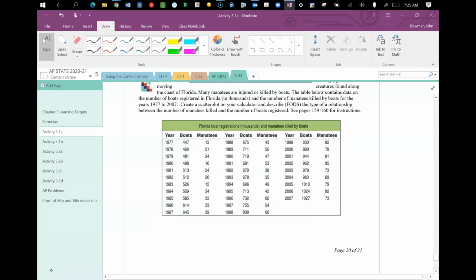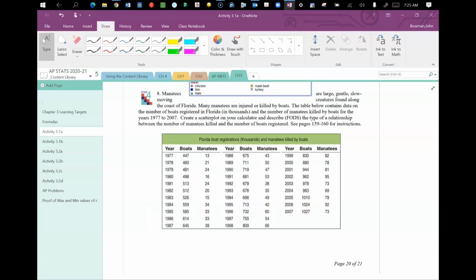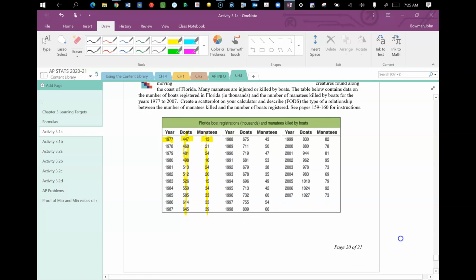To finish up here with an example about manatees and boat registrations and the number of manatees that were killed by boats in various years, I would like you to make a scatter plot of the number of boat registrations versus the number of manatees killed based on the year. So each year will have a number of boat registrations associated with it and the number of manatees that were killed by boats. And I would like you to think about what you think should be the explanatory variable, what you think should be the response variable. Make a scatter plot of those two, and then describe the association between those two.